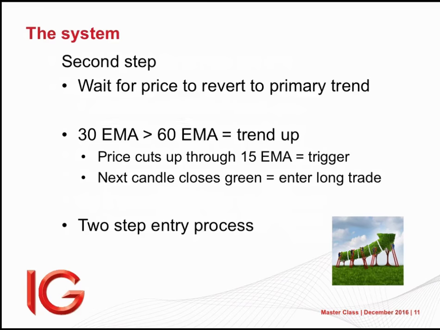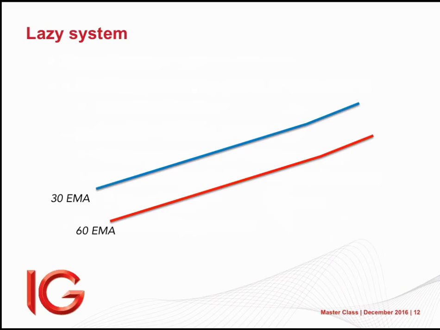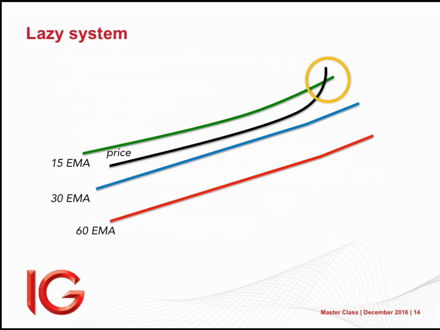I said that you could use an ADX or something like that. Instead, I do a two-step confirmation process. And that keeps me out. It doesn't keep me out perfectly. It's not 100% perfect. But it keeps me out when things are going sideways. So here it is in pictures. 30 and 60, your exponential moving averages. 30 above 60, so you're looking for long trades only. There's your 15. Price comes along from below the 15, cuts up, and there's your trigger. Just as simple as that.